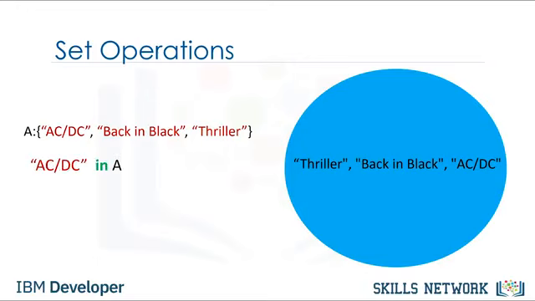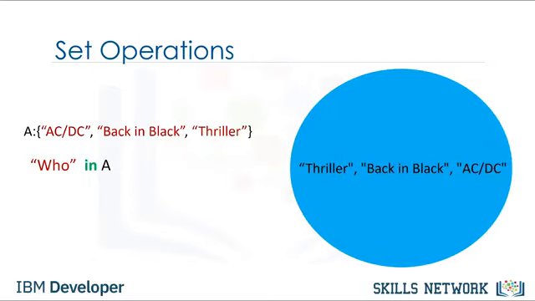We can verify if an element is in the set using the in command as follows. The command checks if the item, in this case ACDC, is in the set. If the item is in the set, it returns true. If we look for an item that is not in the set, in this case the item who, as the item is not in the set, we will get a false.